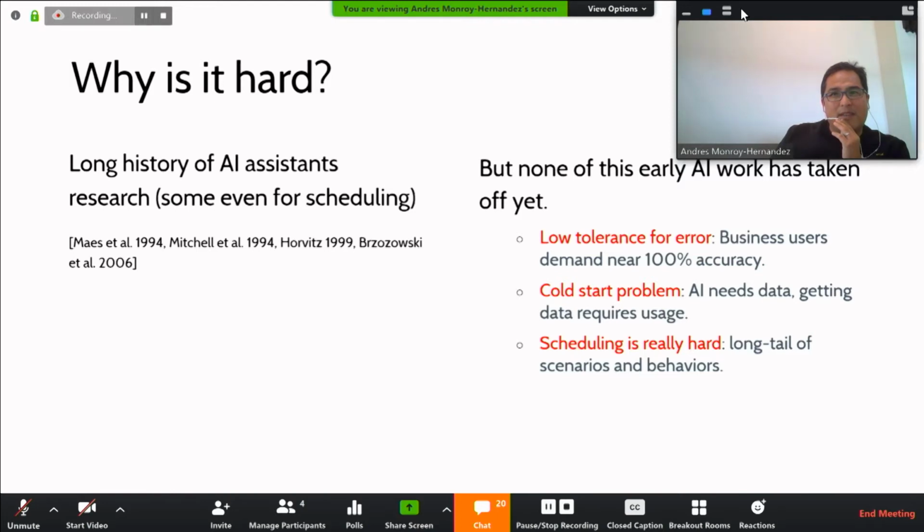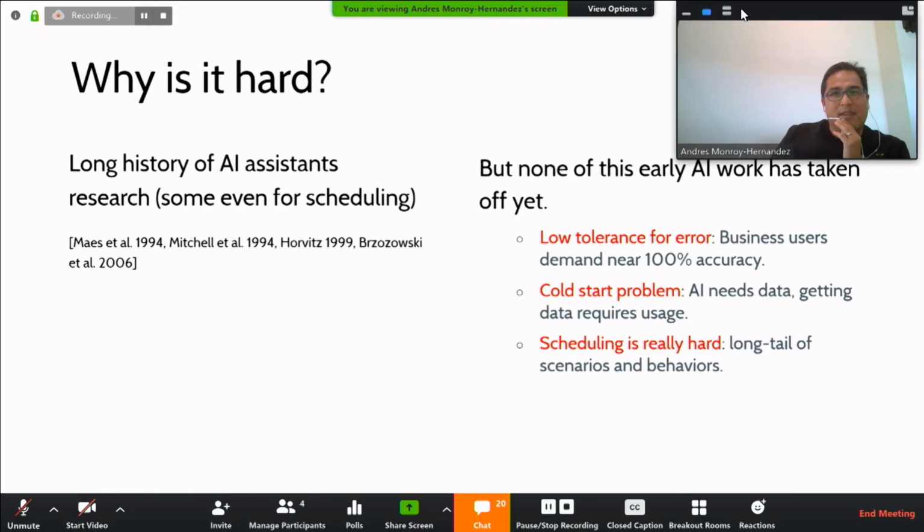That's one challenge. The other challenge is the cold start problem. AI, like the one I described, needs data for training the algorithms, but data requires usage. So then you're in this kind of chicken and egg problem. How are you going to collect data if your system doesn't work? And vice versa, why would people use the system if it doesn't work? So there's this challenge there.